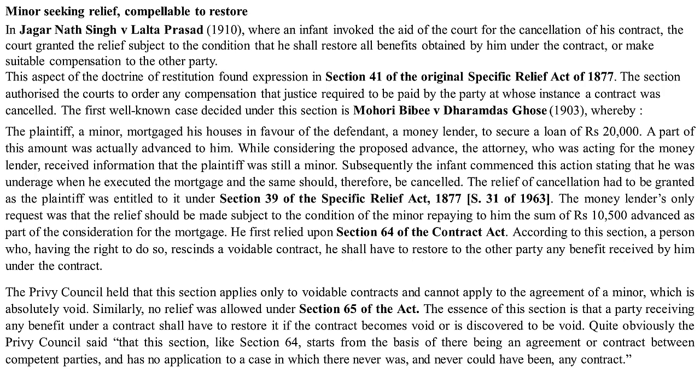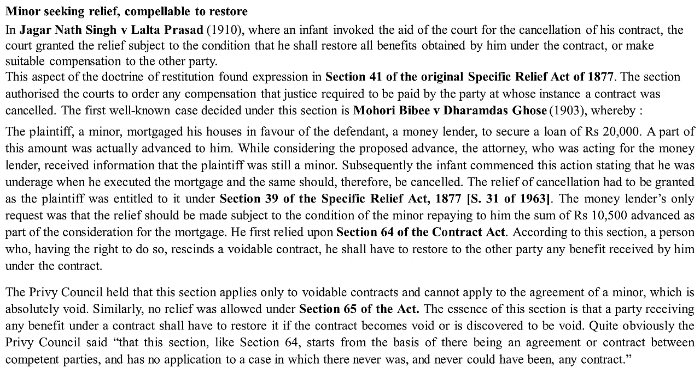So this aspect of the doctrine of restitution found expression in section 41 of the original Specific Relief Act, that is of 1877. This section authorized the courts to order any compensation that justice required to be paid by the party at whose instance a contract was cancelled. The first well-known case decided under this section was our very own Mohori Bibi versus Dhurtonodas Gurze.